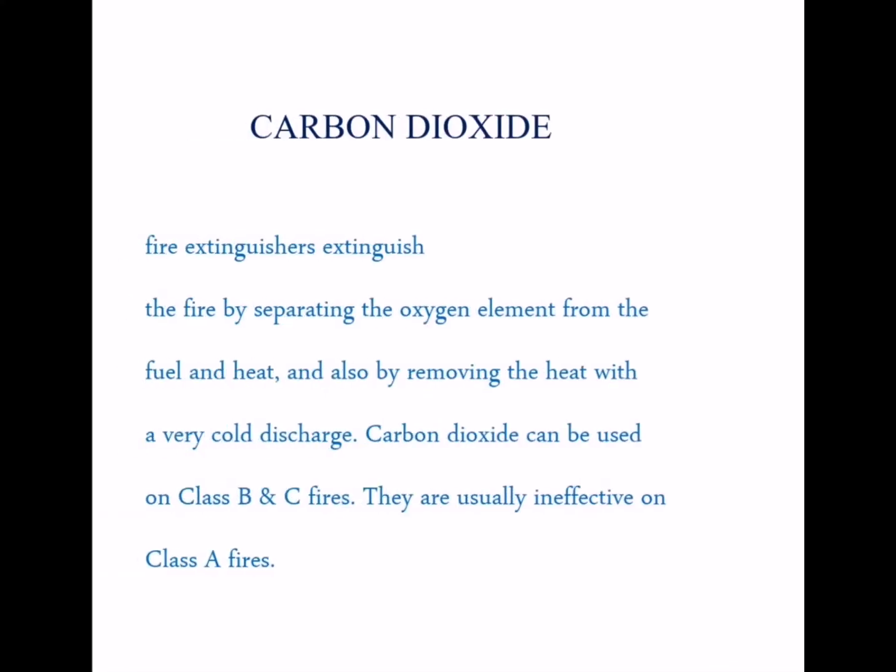Carbon dioxide. Carbon dioxide fire extinguishers extinguish the fire by separating the oxygen element from the fuel and heat, and also by removing the heat with a very cold discharge. Carbon dioxide can be used on Class B and C fires. They are usually ineffective on Class A fires.